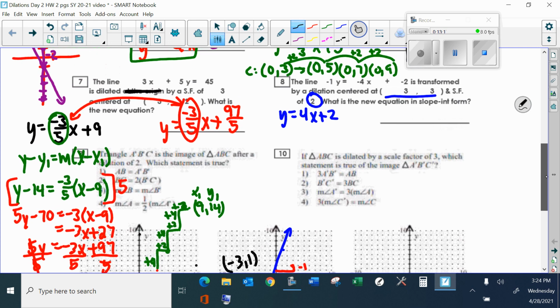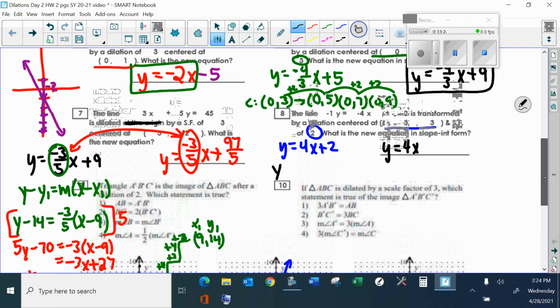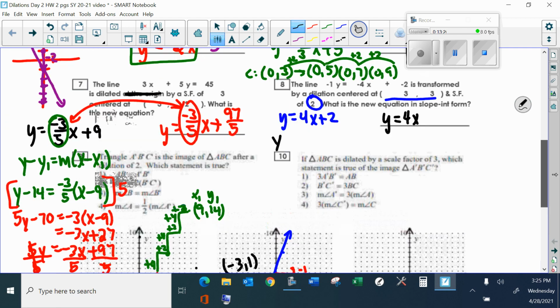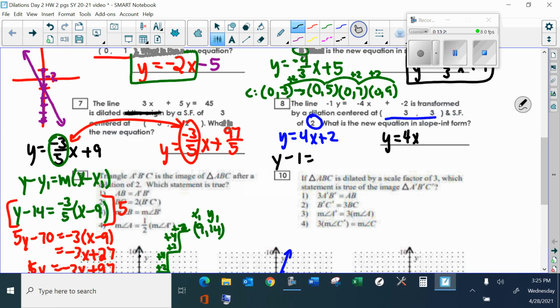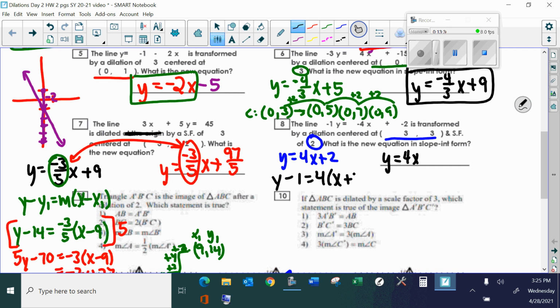Okay, so now my slope doesn't change. So I already know it's y equals 4x. So I put in point slope form, y minus 1 equals the slope 4 times x. Is that a negative 3? Yeah, so minus a minus 3 makes it plus 3. Now it's not very hard to change it into slope-intercept form because they're all integers. So that gives me 4x, that's plus 12, and plus 1 is plus 13. That is the new equation with scale factor of 2.